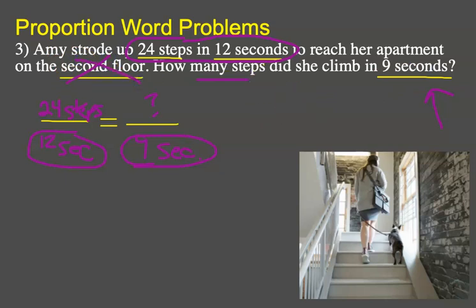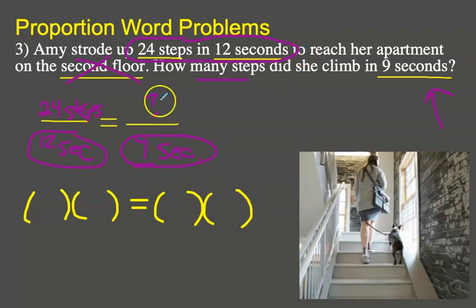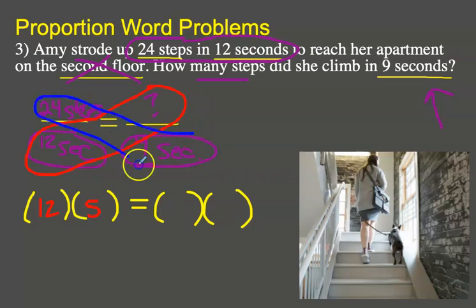Now we're ready to solve. So what I'm going to do is draw my parentheses. And then I'm going to multiply across, we're cross multiplying, and 12 multiplied by the question mark, well, instead of a question mark, I'm going to use a variable. And since I'm trying to figure out steps, I'm going to use s for the variable. Then I'm going to multiply the 24 by the 9.